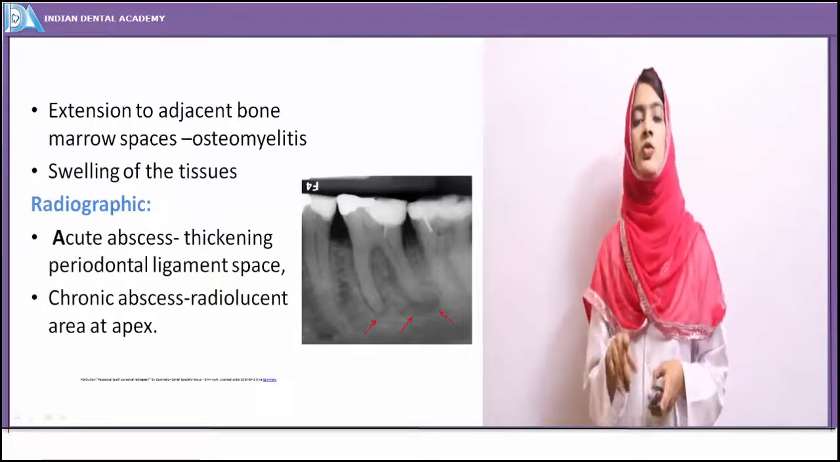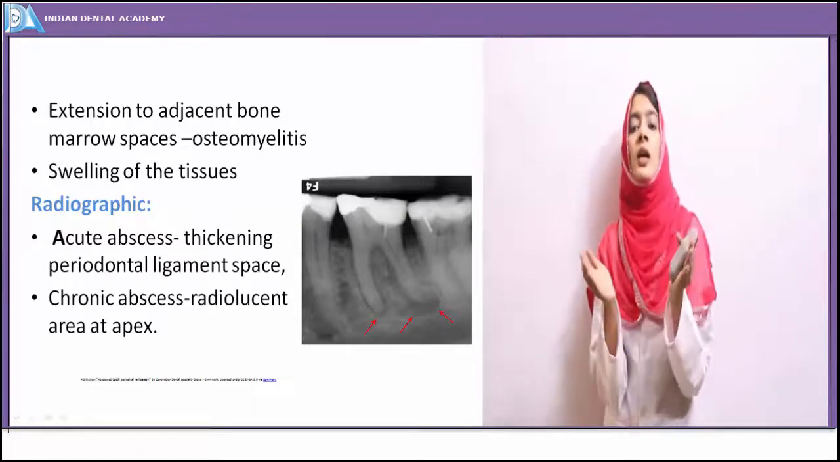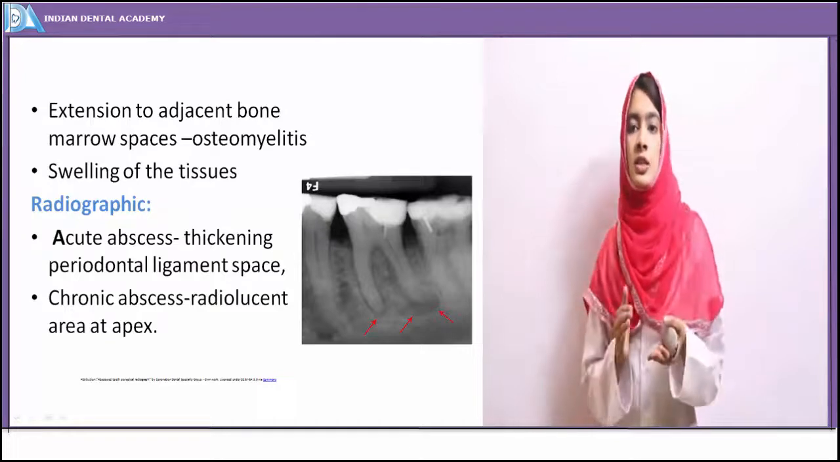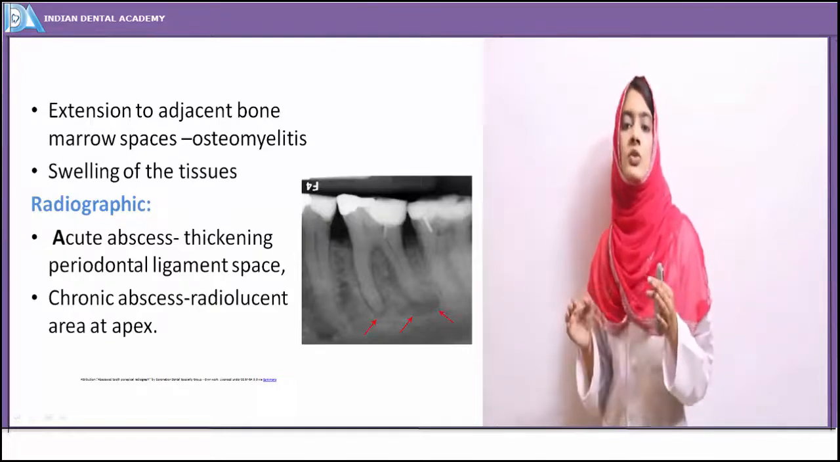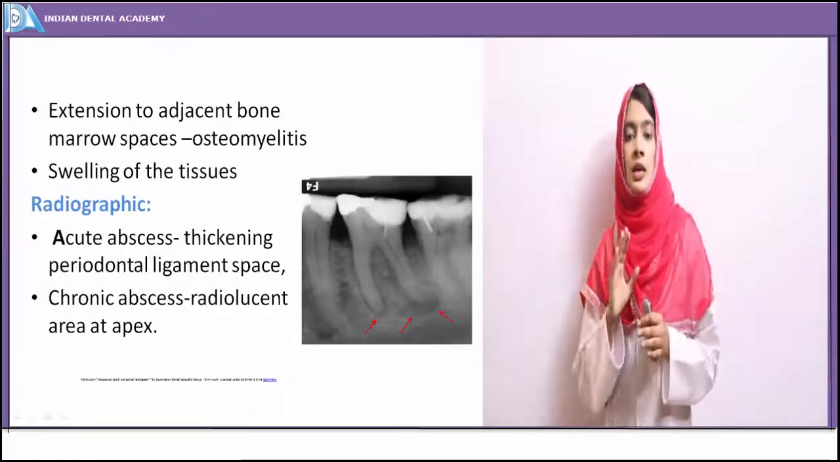A cyst is of uniform size, well circumscribed, and surrounded by a radiopaque rim or a thin rim of sclerotic bone. Whereas an abscess is a little bit diffuse in nature. It is not circumscribed, and it is not surrounded by any radiopaque rim.